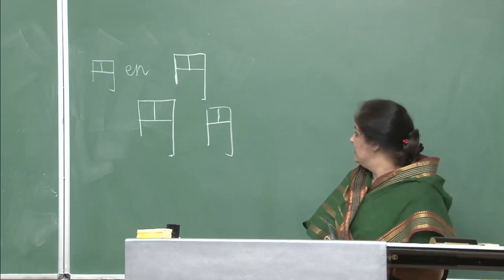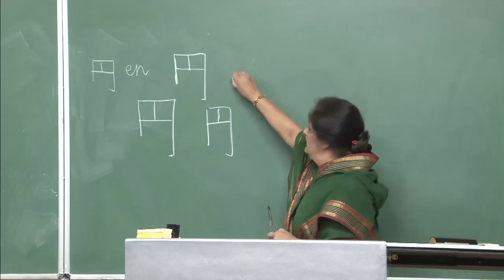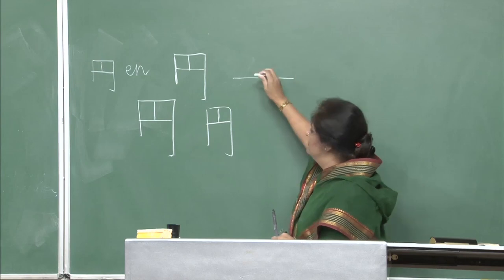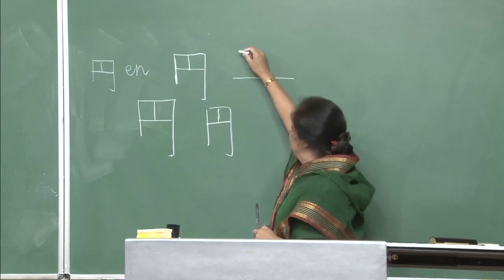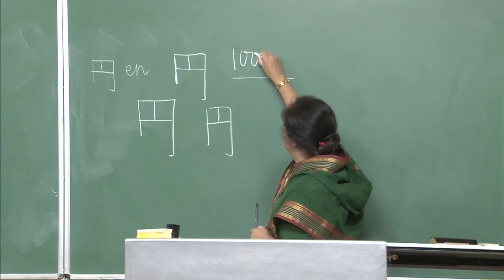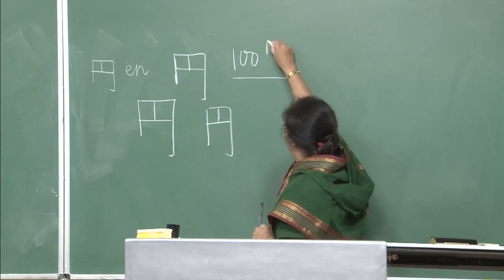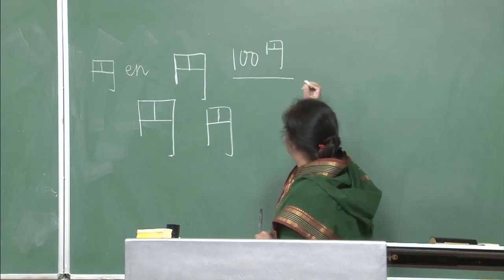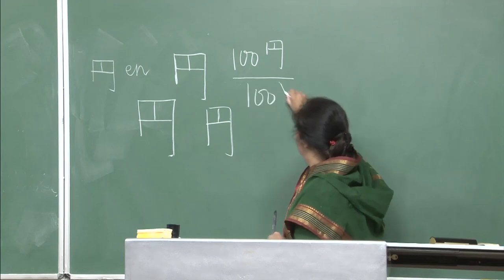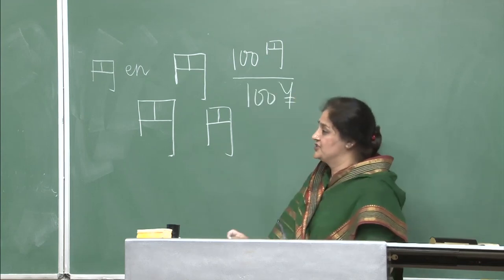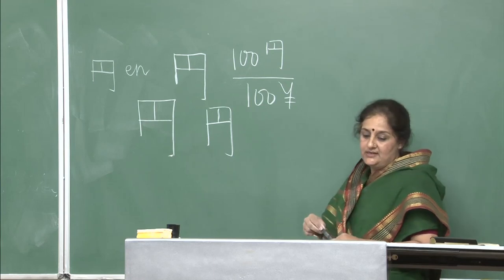This is en. So, every time you write or ask price, then it is hyaku en in Japanese and hyaku yen in English. That's how you will write.